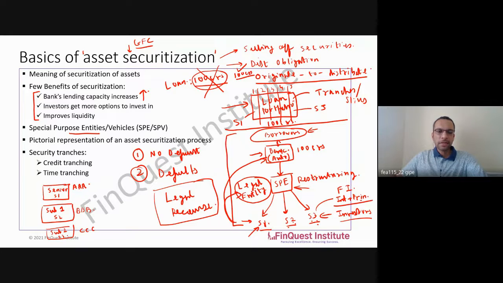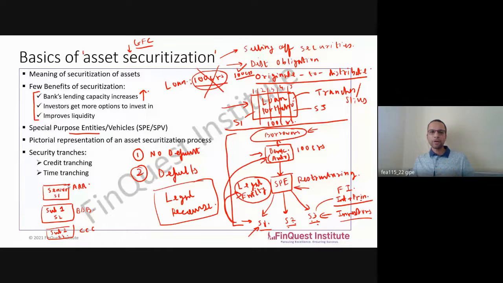So these are the three tranches which I have created. My entire 100 crore portfolio has been split into three tranches, S1, S2, and S3. S1 I call my senior tranche. It has the highest credit rating, that is, it is the most secure of the tranches.